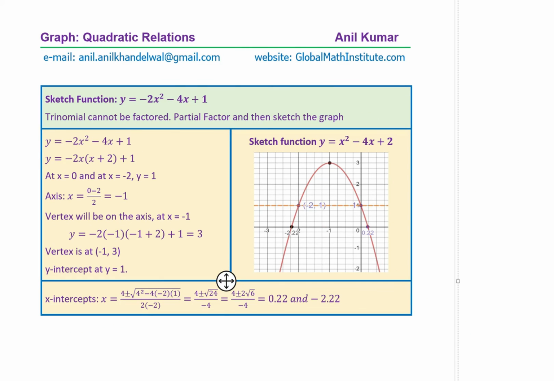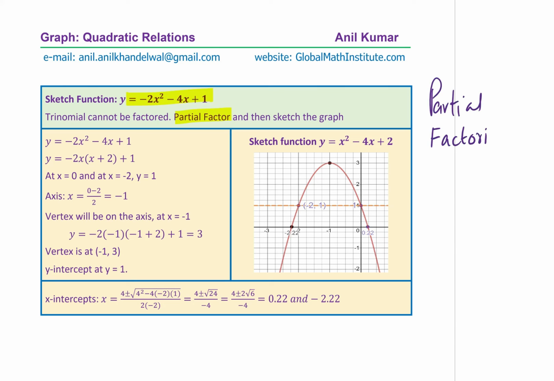Now, here is another equation, and in this case, again, we have the standard form of a quadratic equation, which is y equals minus 2x squared minus 4x plus 1. In this particular equation, we are doing partial factoring. So we'll do partial factoring, not completing the square this time. Let me write down here clearly, partial factoring. And see how partial factoring is performed and how easy it is to sketch the graph of a parabola using this concept. This is a very important concept, so I'd like you to focus on this. This is the key.